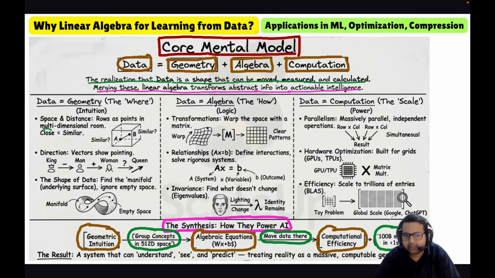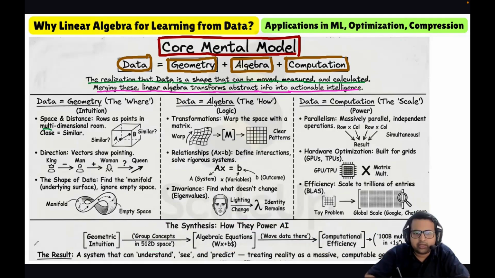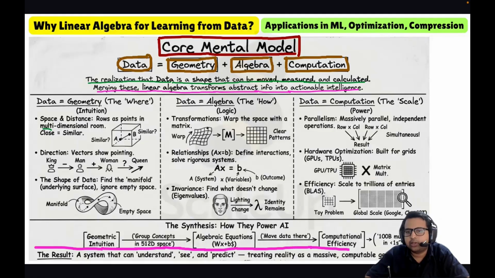By applying algebraic equations, we can transform it, we can move or change that space, move the data there. And computational efficiency allows us to perform operations in an efficient manner in fractions of seconds. So overall, we get a system that can understand language, a system that can see objects, and a system that can predict the future, all by treating reality as a massive computable geometric grid.